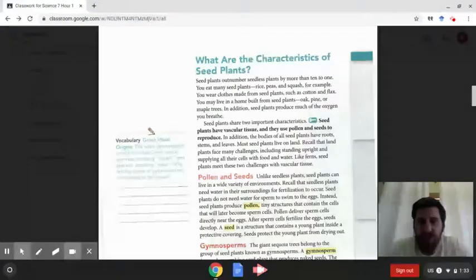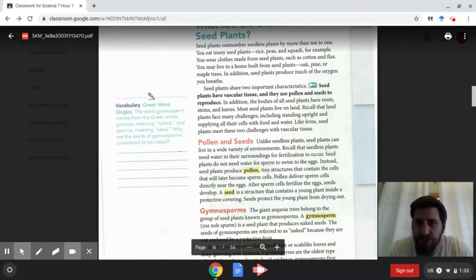Seed plants share two important characteristics. Seed plants have vascular tissue, and they use pollen and seeds to reproduce. So they both use pollen and seeds, not just seeds. But of course, the other two types, non-vascular and vascular seedless plants, do not use seeds at all. In addition, the bodies of all seed plants have roots, stems, and leaves. Most seed plants live on land.